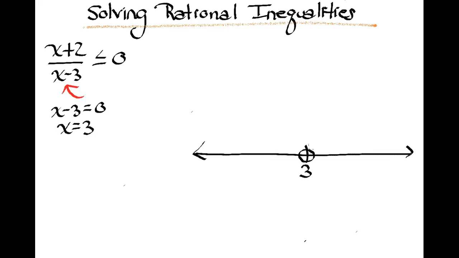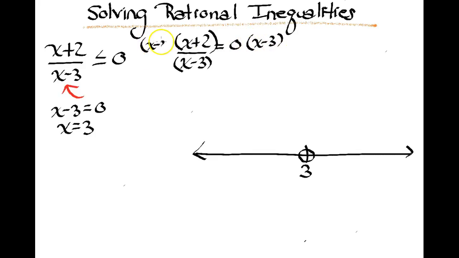The second step is to take my rational inequality and change it into an equality and solve the related equation. So in order to solve a rational equation, I find the LCD and I multiply both sides by the LCD to eliminate my denominator. So on the left-hand side, my x minus 3's cancel out, and I'm left with x plus 2. 0 times anything is 0. And when I solve that, I get x equals negative 2. I'm going to locate negative 2 on my number line.